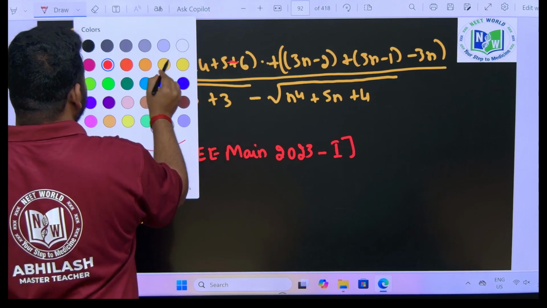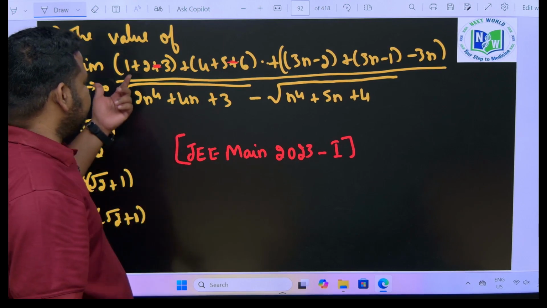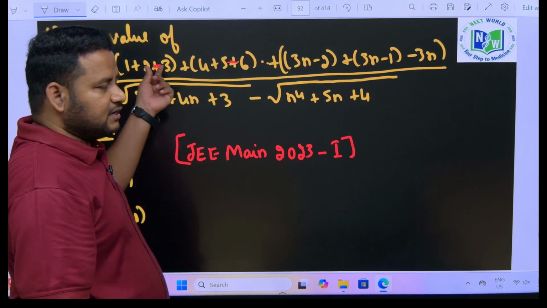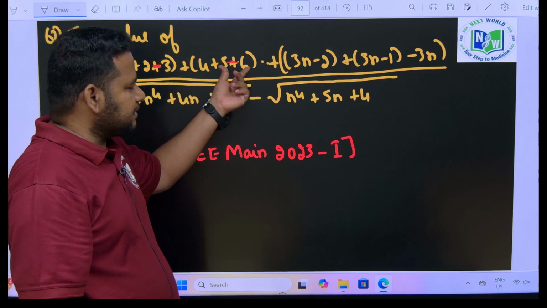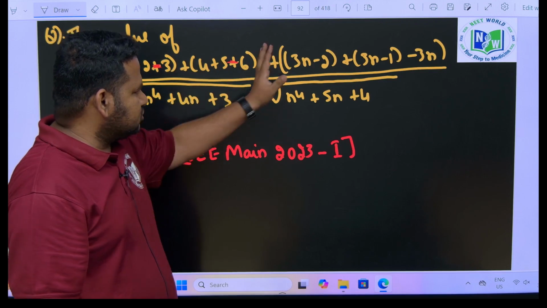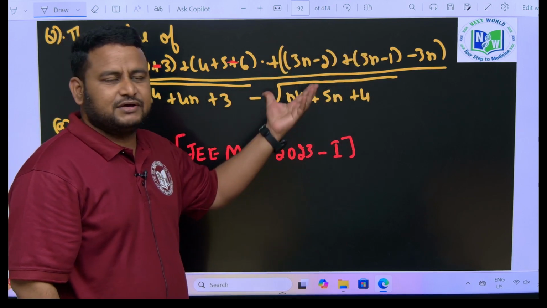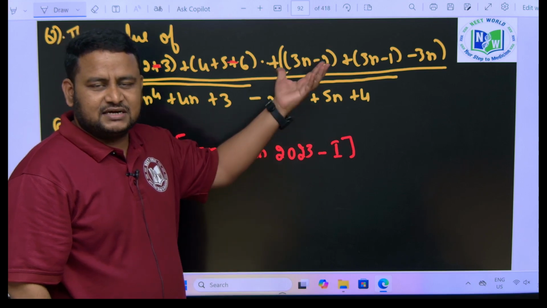So I can see a pattern here: the addition of the first two numbers and subtraction of the third number. So you can group it like this. They have only given the final term, that is, the general term.